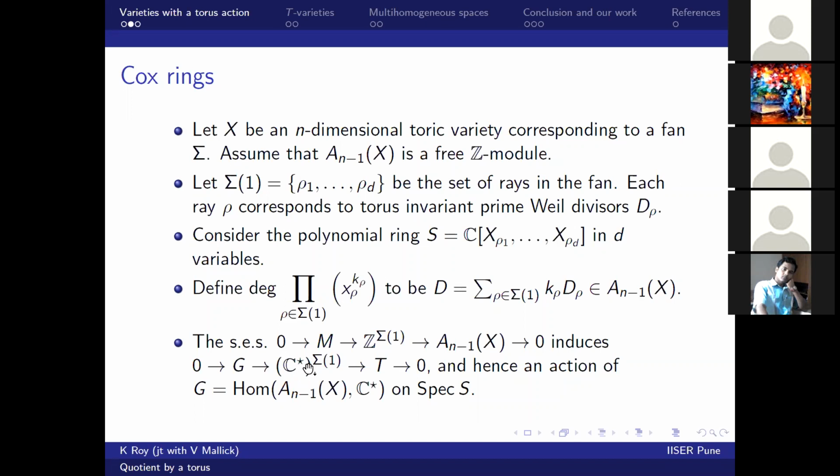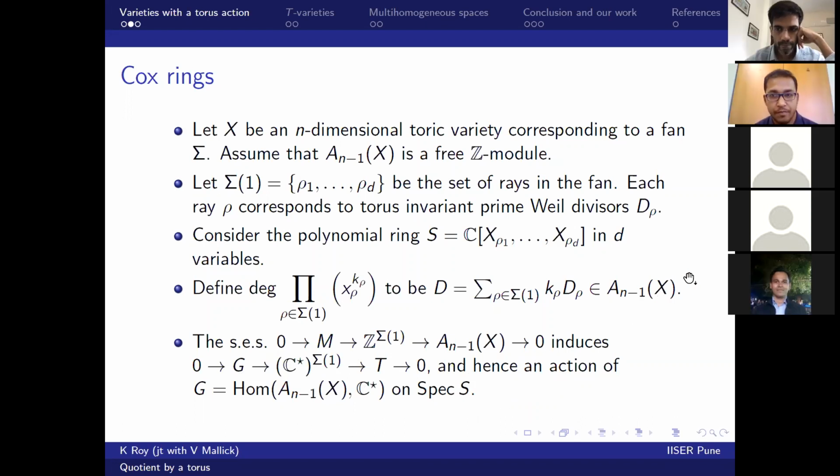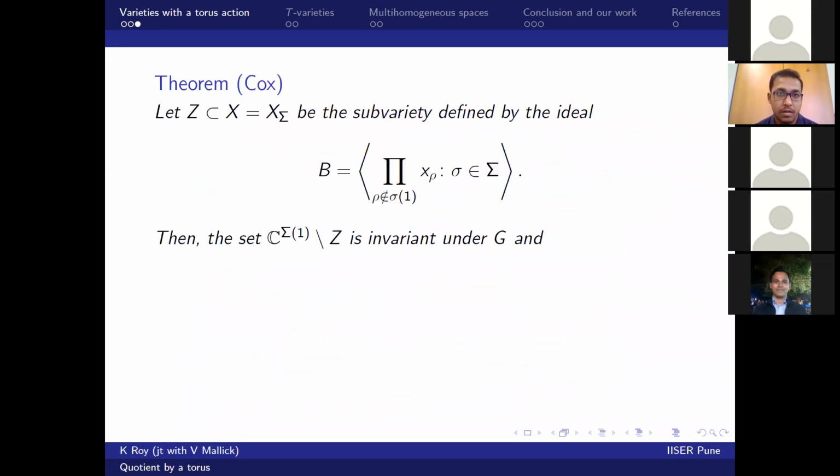Now, I told you that C star to the sigma(1), this bigger torus, acts on Spec of S, and G sits inside this bigger torus, so G acts on Spec of S. Once you have an action, and G is a torus, so it's a reductive group, you can talk about quotients of this action. David Cox defined one such quotient. On the ring side, he took the ideal generated by the product of x_rho over rho outside sigma, where sigma varies over all the cones in the fan.